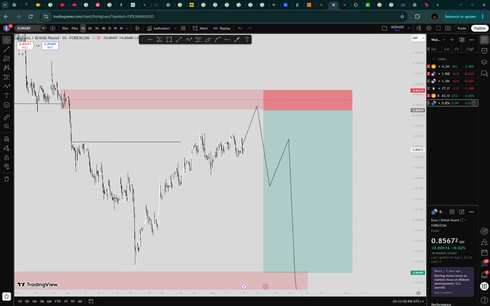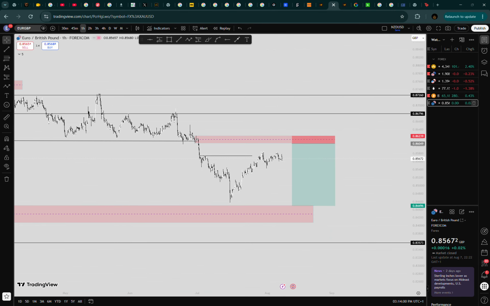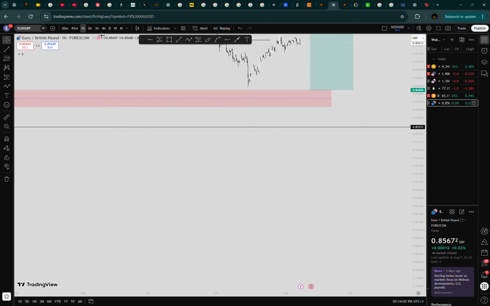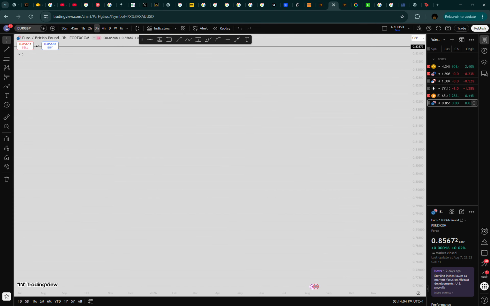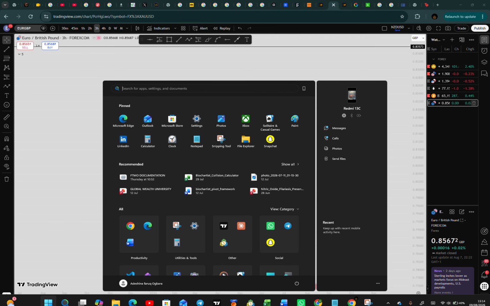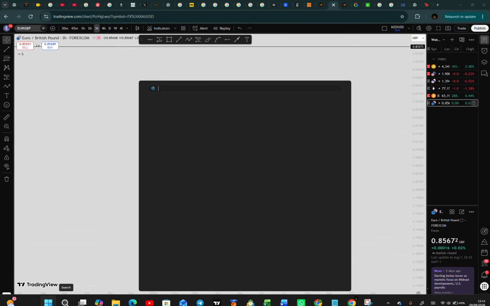Now let me explain in a simple way. Directional bias is point A to point B. Let me get the board. Microsoft whiteboard. Okay.